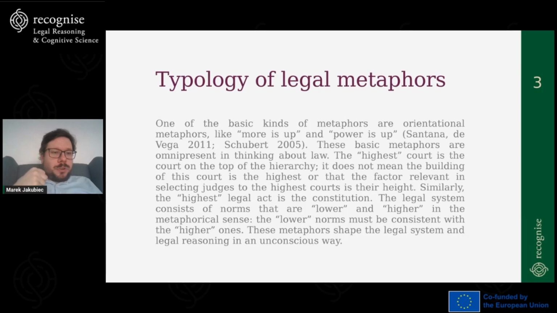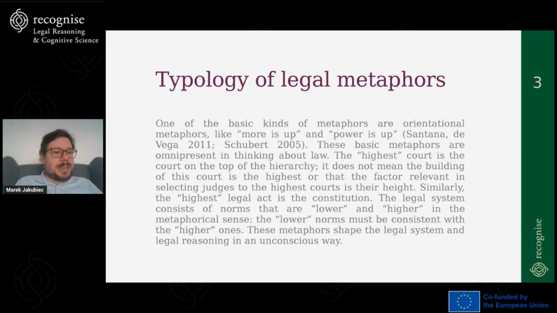Another example of metaphors, and in my personal opinion perhaps the best example of legal metaphors, is the category of metaphors called hierarchical metaphors or orientational metaphors, like more is up or power is up. I mentioned that the highest court is highest, not in the sense of the size of the building or the size of the judges. Rather, it is highest, which means that it's the most important court in a country.